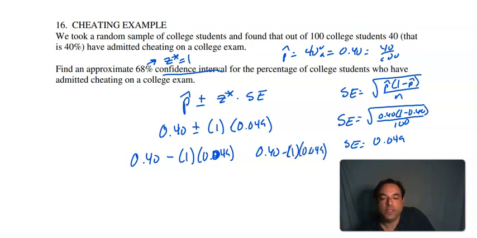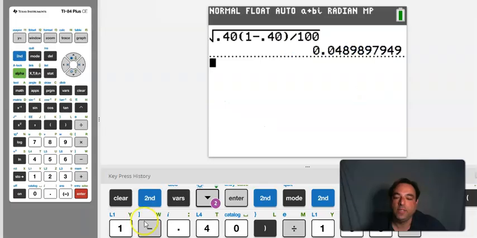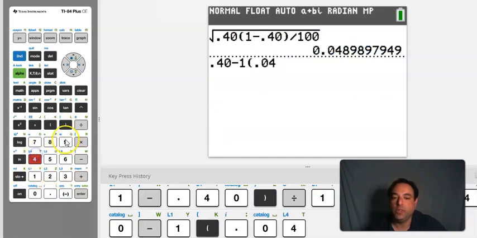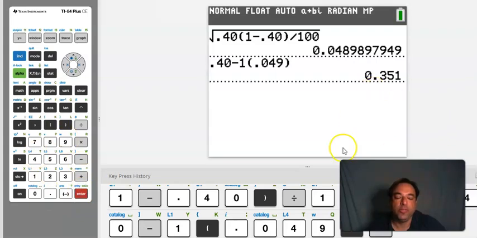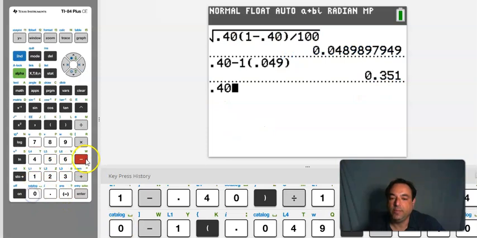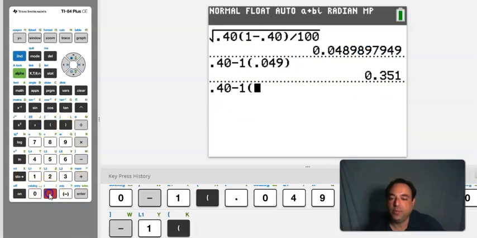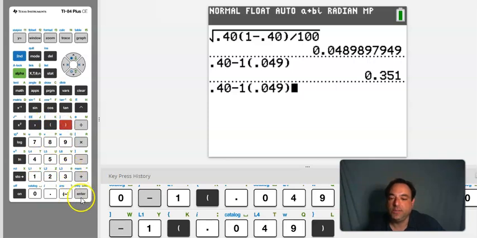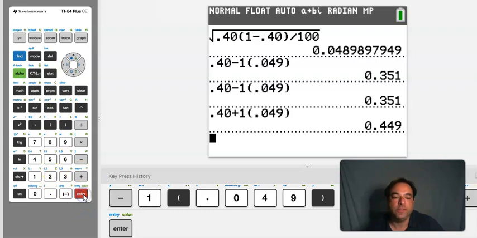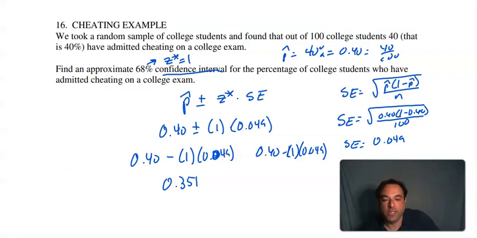And we'll type that in the calculator. So we have 0.40 minus 1 times 0.049, which gives us 0.351, and then the other side, 0.40 plus 1 times 0.049, which gives us 0.449. Now, before we move on, we can check this in the calculator.